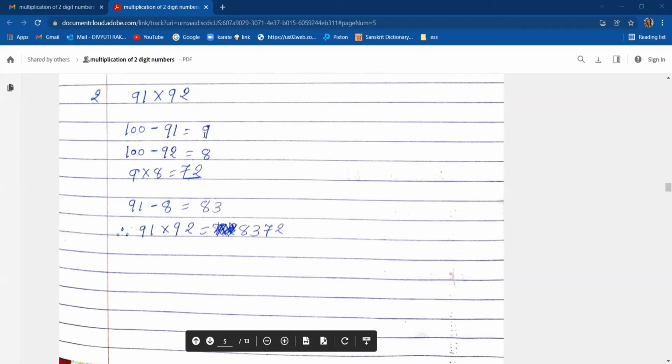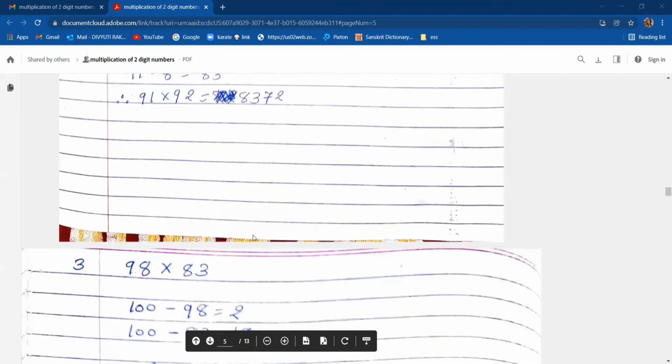Then what I will do, I will just subtract this 8 from this 91, or I can subtract 9 from this 92. So whatever subtraction you feel is easy, you can apply. I have applied here 91 minus 8. So I got 83. This 83 I will put in the first two places and 72 in the last two places. So the answer is 8372.